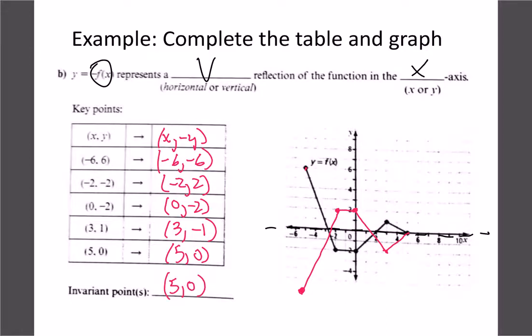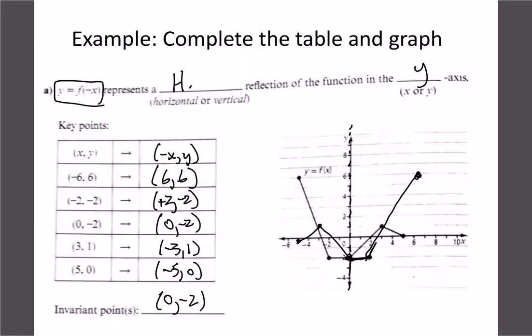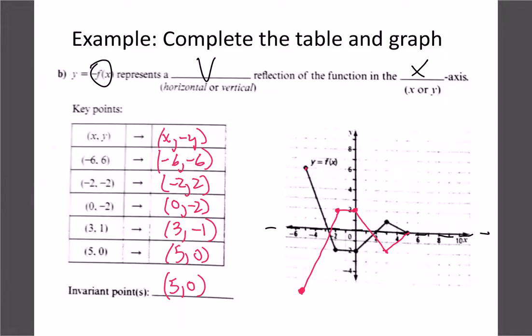If you look at the last two graphs, in the previous one, the horizontal reflection, our invariant point was along the y-axis, which makes sense because that's what we're reflecting across. And in this new one, our invariant point is on the x-axis, which makes sense because we're reflecting across the x-axis as well.